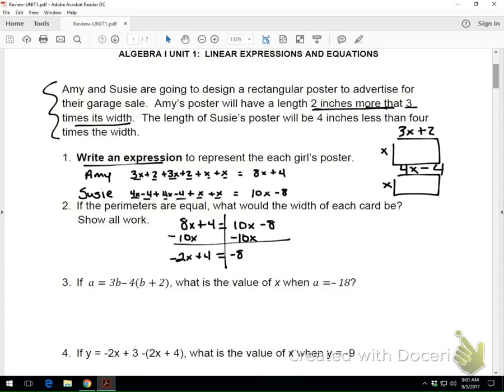Now what? Subtract 4. So I got negative 2x equals negative 12. Divide by negative 2. And you get x equals 6. Perfect. So is that my width? So if I took that and plugged it into this right here, would that stay the same or would it change? It stays the same. So your width equals 6.